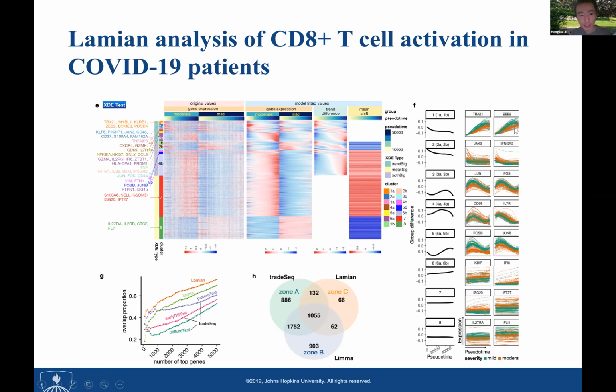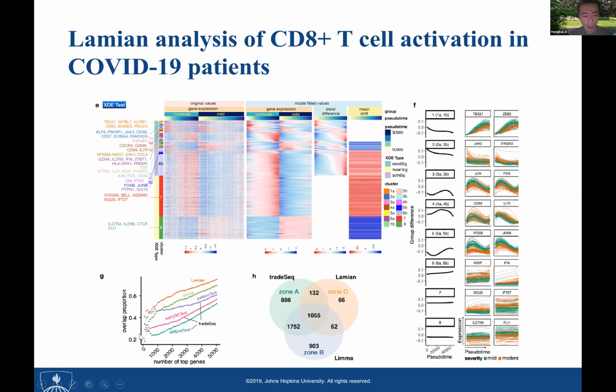And when you look at the genes in this cluster, you can see that these genes actually correspond to T-cell effector functions, and this suggests that as the pseudotime T-cell activation process progresses, the mild patients show a more robust effector function compared to moderate patients. And similarly, you can derive interpretations for these other categories of differential genes.